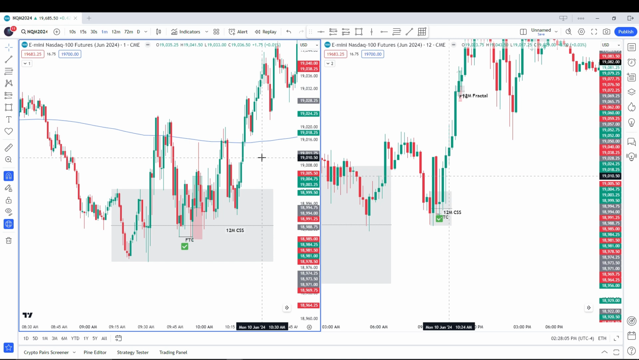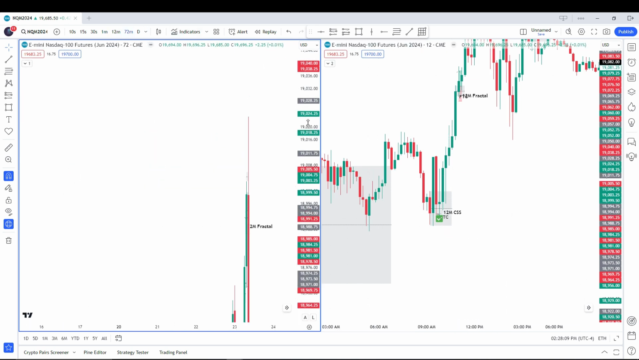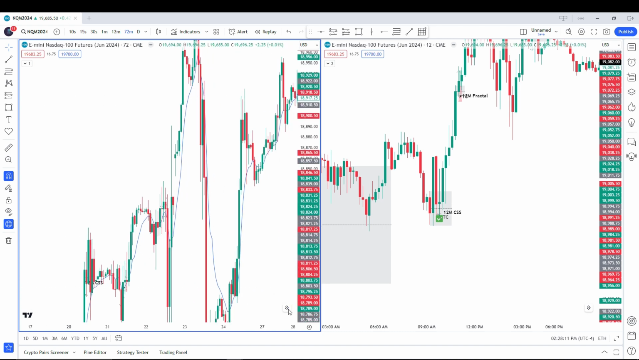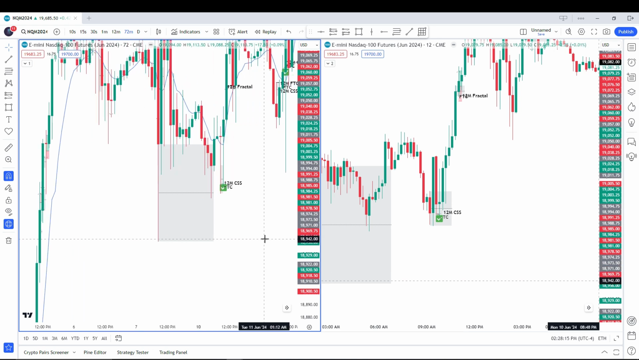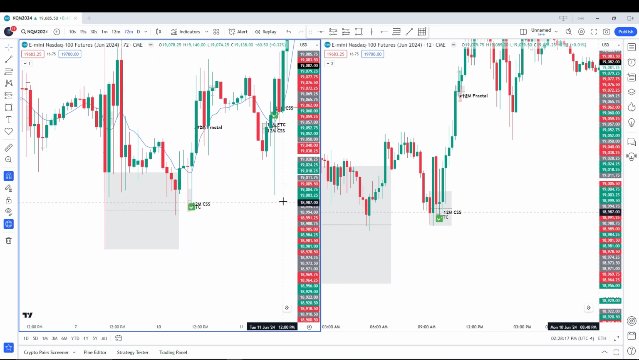So we do have, just go on the 72 minute here, because we do utilize the 1 minute, 12 minute, and 72 minute. Typically we use the 72 just to create a general bias for how that morning's going to go.